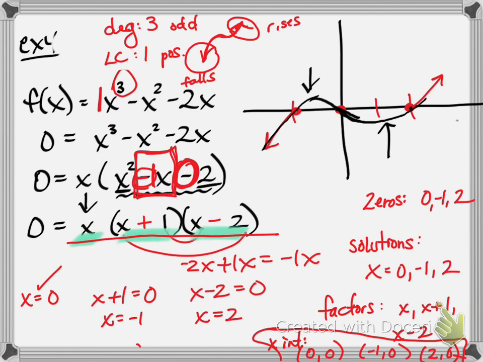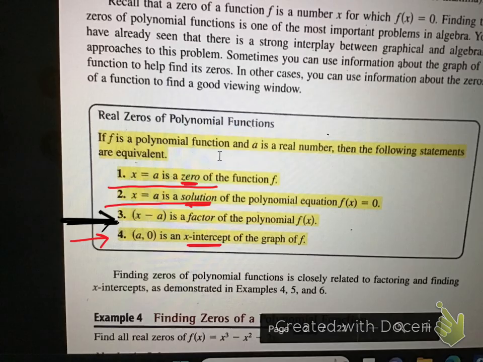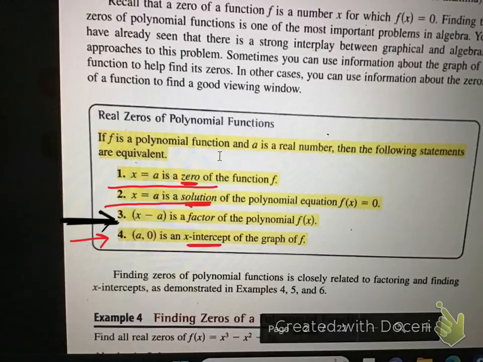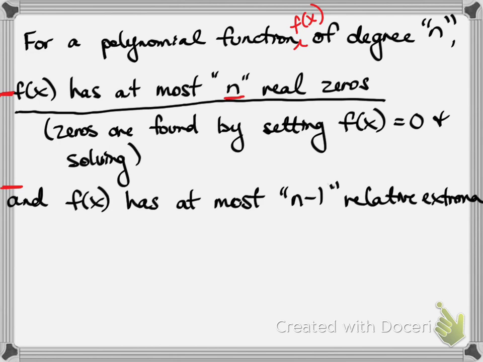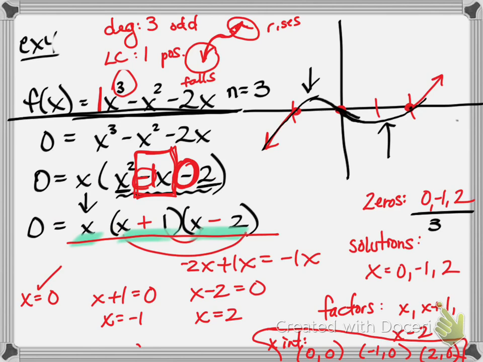Also, let's back up to what we talked about right here. F of x has at most n real zeros. Well, how many real zeros did we come up with for our f of x? Here, our n was 3. That's just the degree. And how many real zeros did we have? We had 3. And it said f of x has at most n minus 1 relative extrema. Those are the relative maxes and the relative mins. So for us, n is 3, so we would have at most 2 relative extrema. And we do. Right here is a relative max, and right here is a relative min.